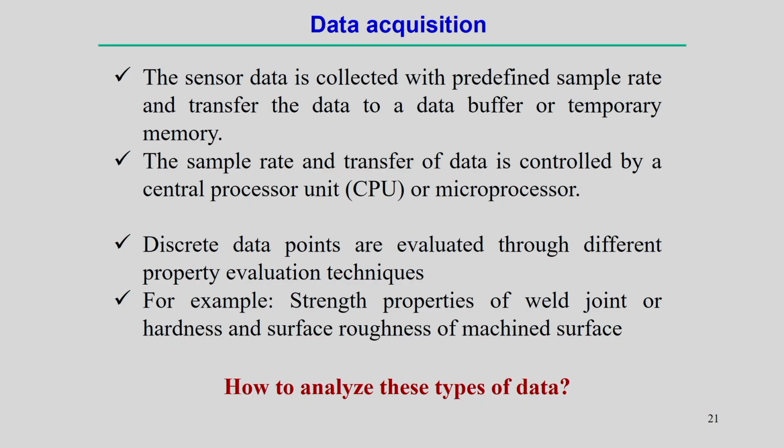a particular process. Now, once the sensor data is collected at some sample rate, we can store it in the buffer or temporary memory, and it depends on the sample rate, and transfer of the data is controlled by the CPU or the microprocessor. That means the rate per unit time at which data can be collected is decided by the CPU or microprocessor.